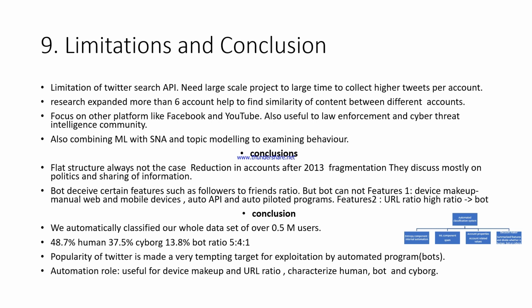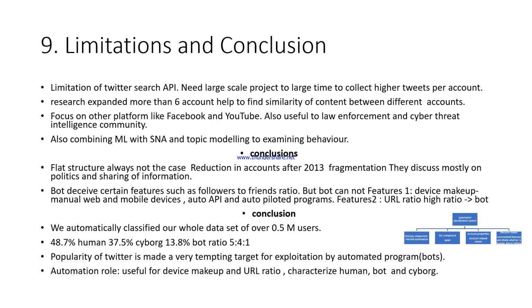Both can deceive certain features, but neither can deceive features like device makeup, manual versus mobile devices, and also auto API and auto-piloted programs. The second feature, such as URL ratio, is high in the bots. So we conclude that we automatically classified our whole data set of half a million users. 48.7% are human on the network, 37.5% are cyborgs, and 13.8% are bots. So the ratio is about 5.5 to 4 to 1.